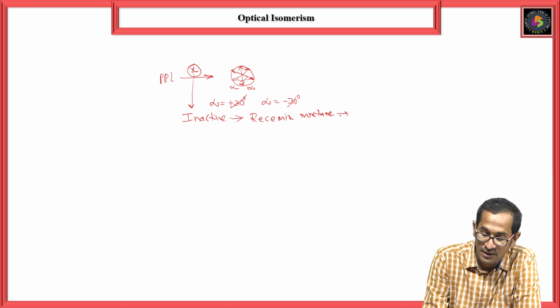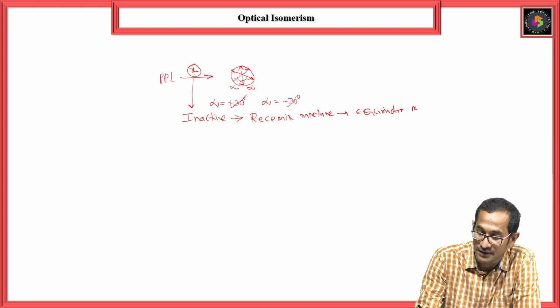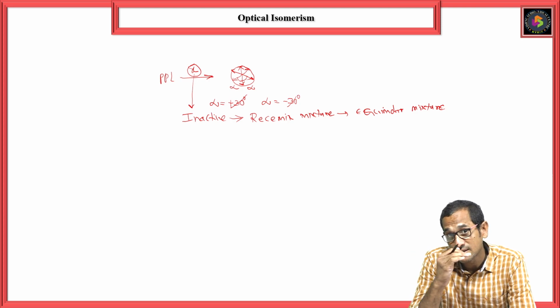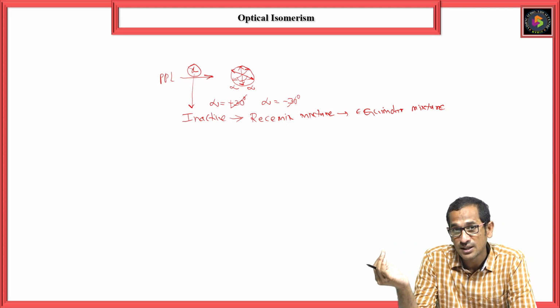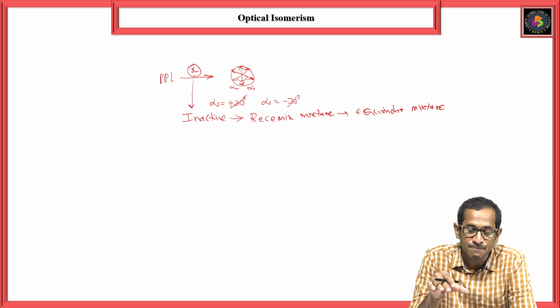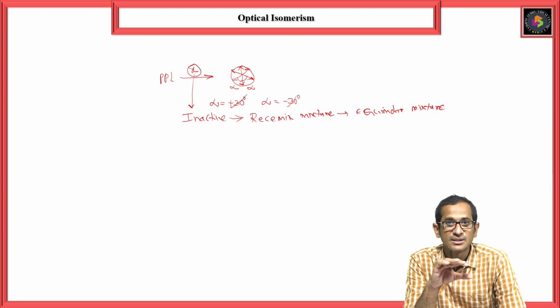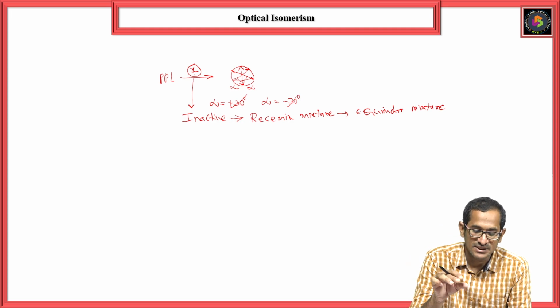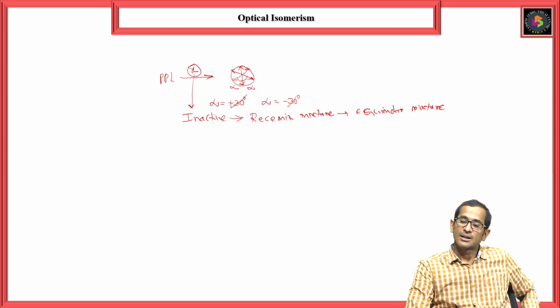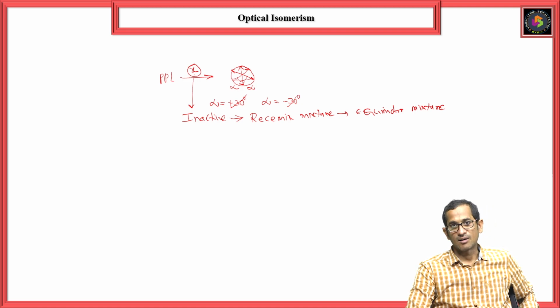Racemic mixture means an equimolar mixture. 50% of the rotation towards the right side, 50% of the rotation towards the left side. Same magnitude, but different in the direction of the rotation. Same magnitude, that means 30 degrees in both cases. But what is the difference? Opposite in the direction. Such compounds are racemic mixtures. A racemic mixture is an optically inactive compound.